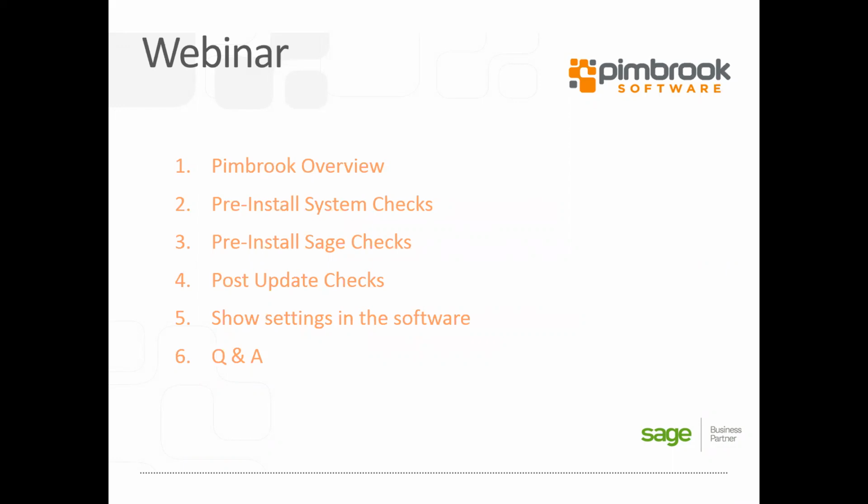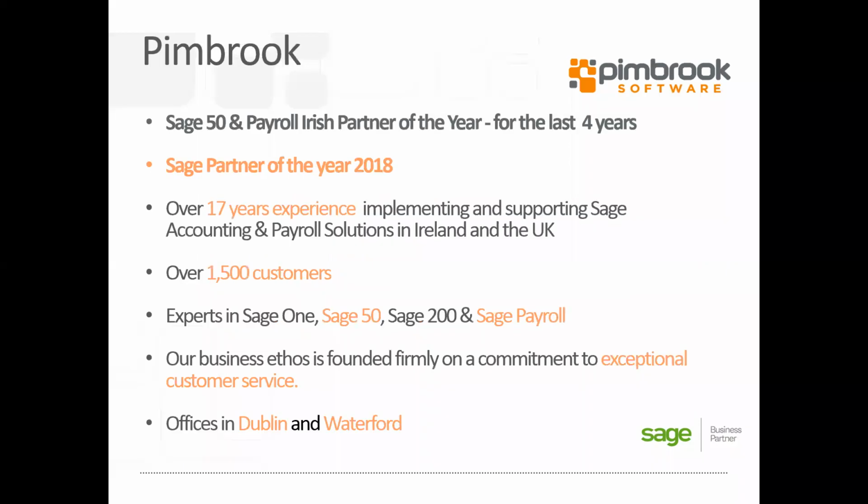So for those of you who don't know us, here's a little bit about ourselves. Pimbrook was formed from a merger of two business partners, PIMS Business Systems and Pimbrook Software. We currently have over 1,500 customers. We've been voted Sage Business Partner of the Year for the last 4 years. So we're experts in our area, being Sage 50, Sage 200 and Sage Payroll, and we take pride in all our products.